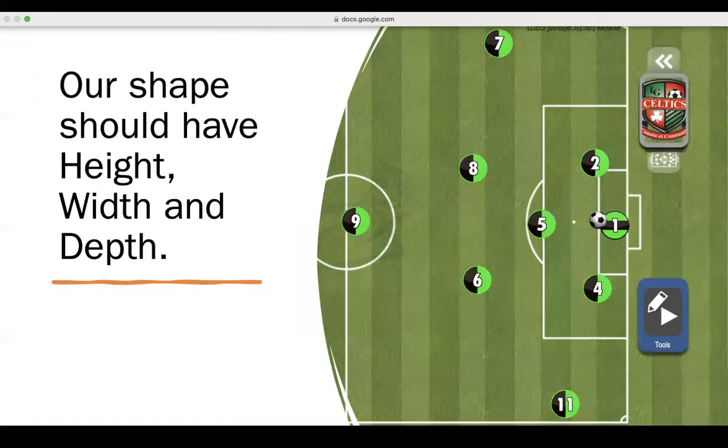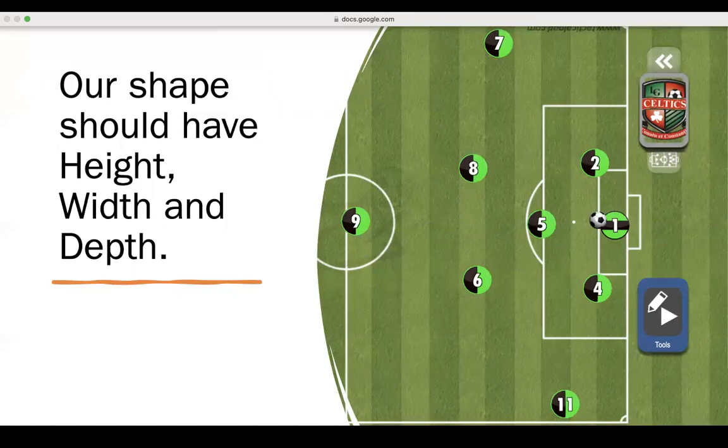So what should our shape look like when we have a goal kick, per se? What we're looking to do is really find the spaces and build through this. We need to have the height, which is our number 9, our center forward. We need to have our width, which is our 11 and our 7. And we need to have our depth, which is our 2 and 4. And then you've got your balance with the 5, 6, and the 8.